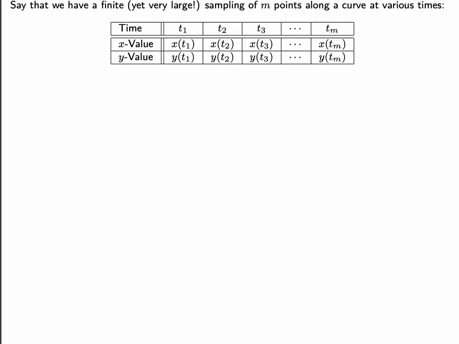To explain the most general solution that we can have, let's consider a finite yet very large sampling of points m along a curve at various times. So at t1, we may have the point x of t1, y of t1. At time t2, we may have x of t2, y of t2, and so forth.